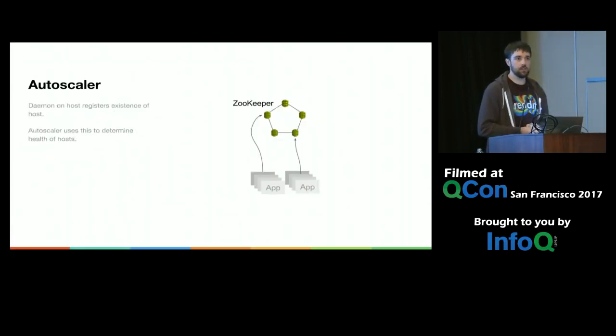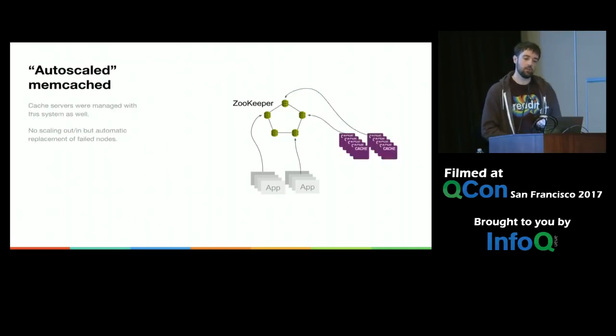The way that the autoscaler knows what's going on out there is that each host has a daemon on it that registers its existence into a Zookeeper cluster. This is kind of a rudimentary health check. And of note is that we were also using this system for Memcache. It is not really autoscaled in that we were ever going up or down, but it was there so that if a server died, it would be replaced automatically.